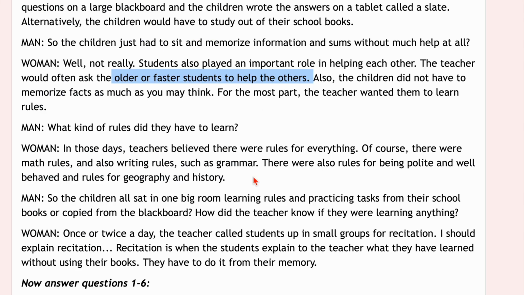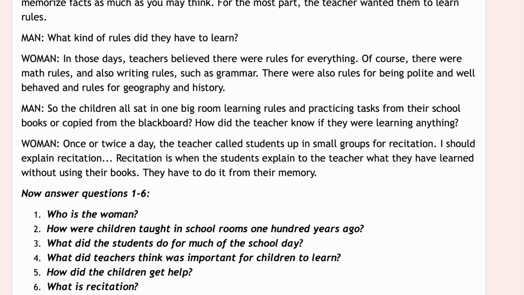Okay, and number 6, what is recitation? Once or twice a day, the teacher called students up in small groups for recitation. I should explain recitation. Recitation is when the students explain to the teacher what they have learned without using their books. They have to do it from their memory. Okay.